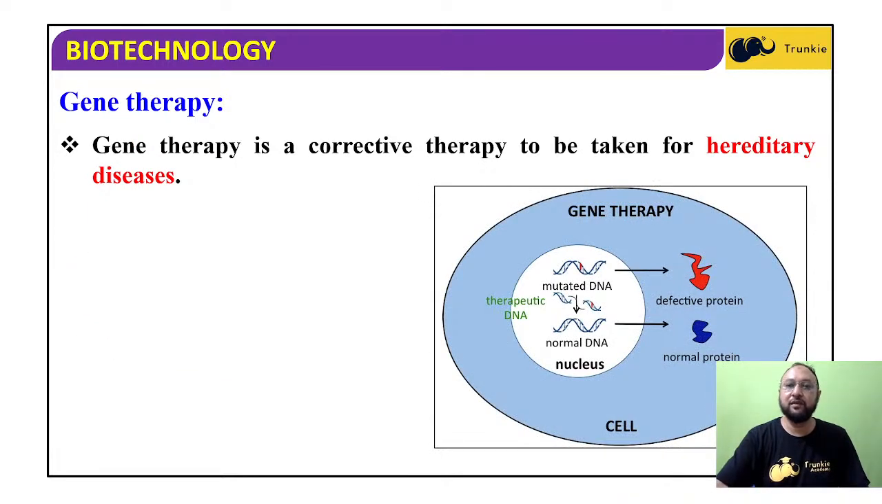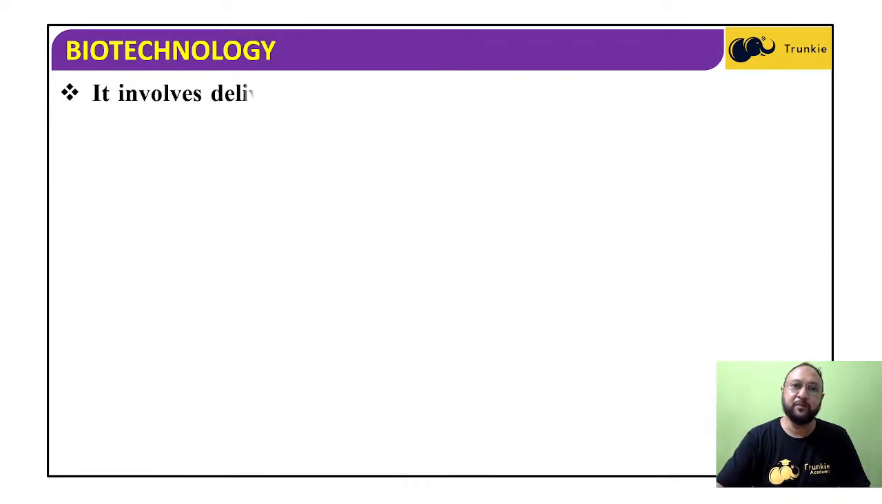Now, what are we doing in gene therapy? There is therapeutic DNA, the normal DNA, and the mutated DNA. From the mutated DNA, defective protein is produced. So we insert the therapeutic DNA, and after inserting it, normal protein is produced. That is how gene therapy is done.